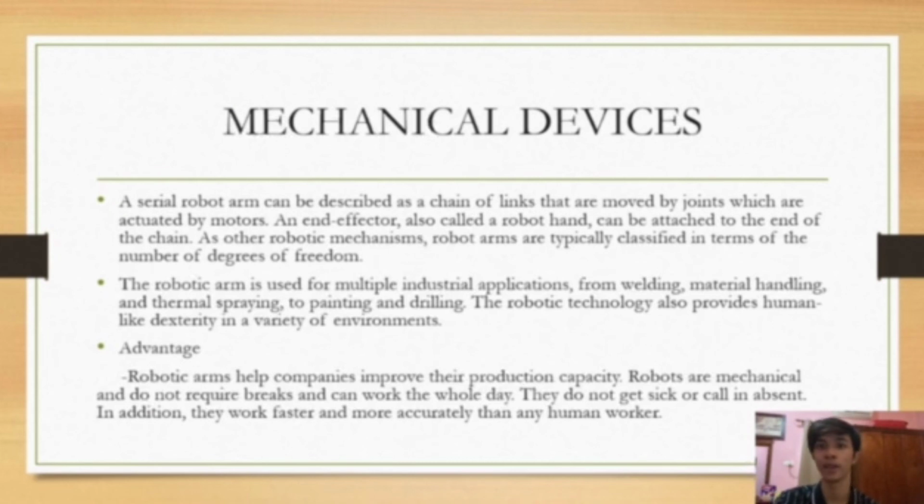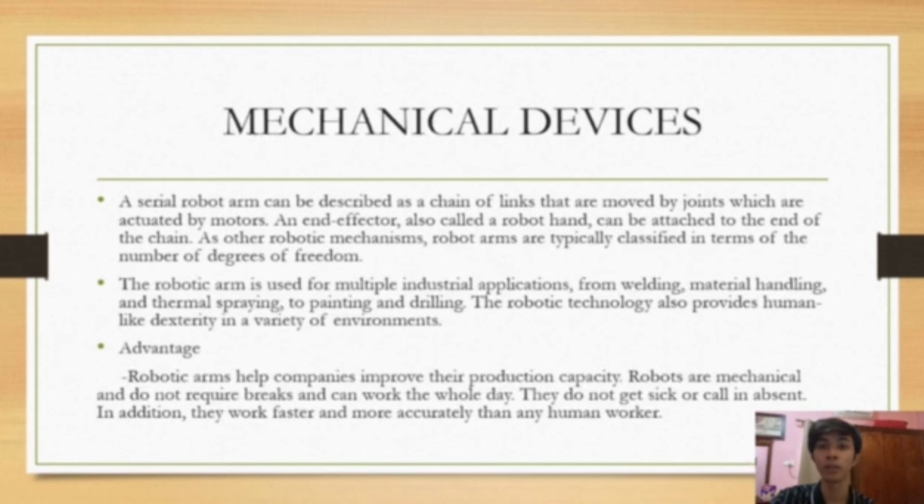The last one is a mechanical device. For example, a robot arm. A serial robot arm can be described as a chain of links that are moved by joints which are actuated by motors. An end effector, also called a robot hand, can be attached to the end of the chain. As with other robotic mechanisms, robot arms are typically classified in terms of the number of degrees of freedom.